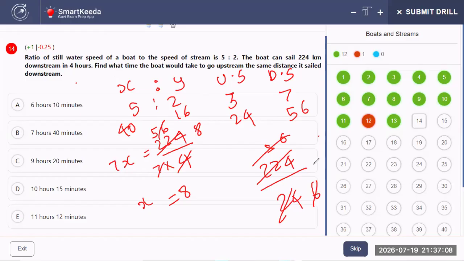मल्टीपल आइटम तो मिनट्स में कन्वर्ट करना है. 560 5 9s are 54 9 hours 20 minutes.